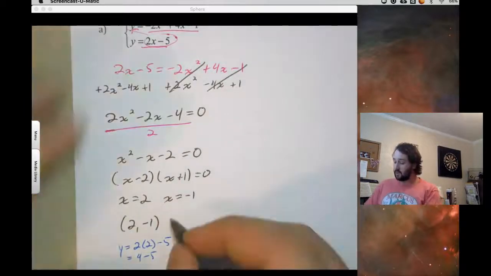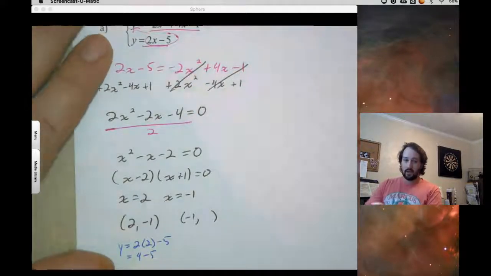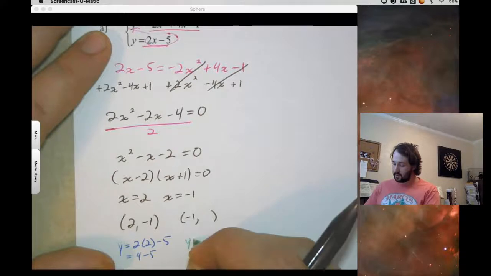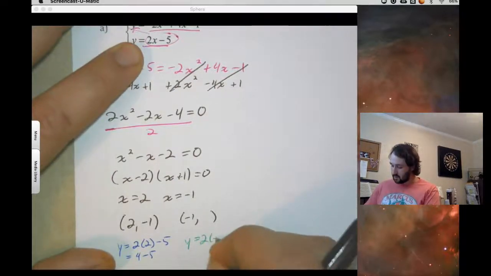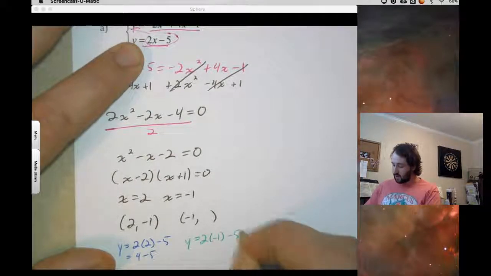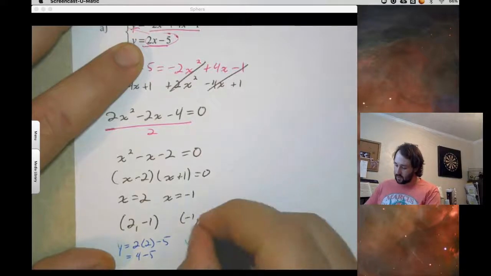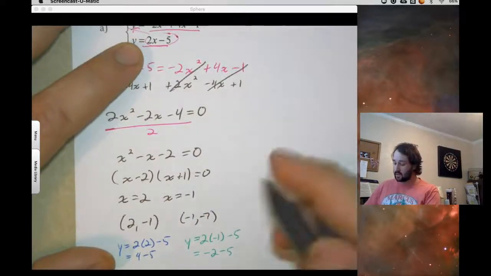All right, my other solution was when x was negative 1. So I have an x value of negative 1, and I need to figure out the y value. Again, I can substitute it into this equation right there at the top of the screen. So 2 times negative 1 minus 5 gives me negative 2 minus 5, which gives me negative 7. So I have those two solutions: (2, negative 1) and (negative 1, negative 7).